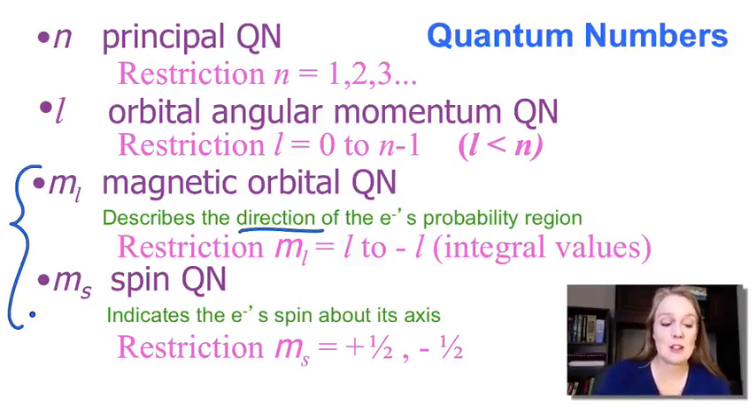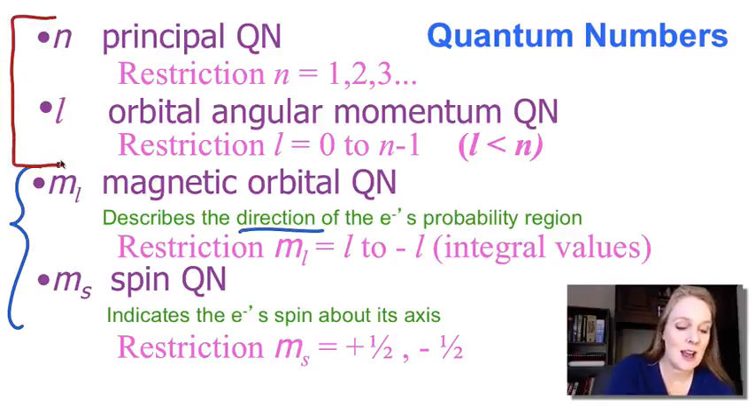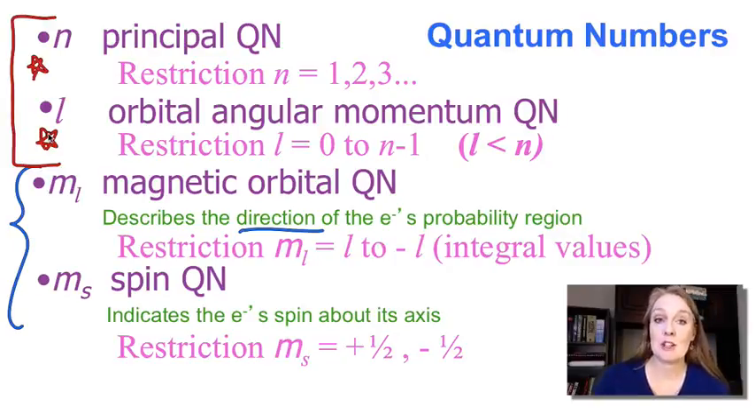The only thing we can determine experimentally for electrons are the values of N and L. So N and L we can determine experimentally. ML and MS, we know what the restrictions are, we know what the allowed values are. Remember, the electron is quantized, but there's an element of uncertainty there.